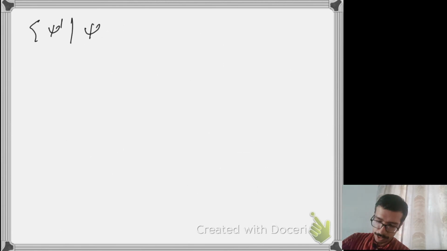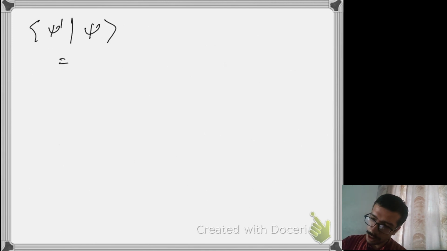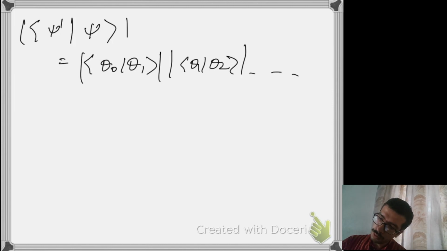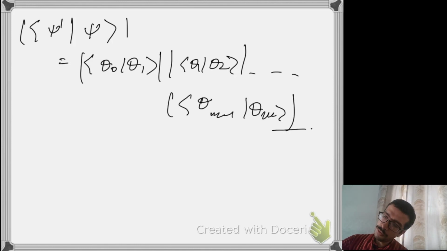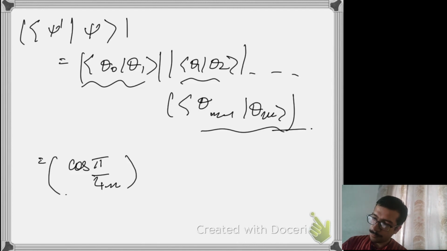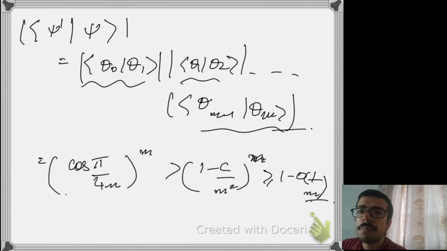And what we can actually check is that the fidelity between psi prime and psi is going to be what? Psi was supposed to be theta 1 up to theta m, and this is theta 0 up to theta m minus 1. So here you can see that this is theta 0 dot theta 1 times theta 1 dot theta 2 up to theta m minus 1 dot theta m. And the angles between each of these we have seen is nothing but cos pi by 4m. So this is going to be cos pi by 4m to the power of m, right? And this is greater than 1 minus c by m square to the power of m, which is greater than 1 minus order 1 over m, right? You'll have to use the identity that 1 minus x to the power n is greater than or equal to 1 minus nx. So just check that.